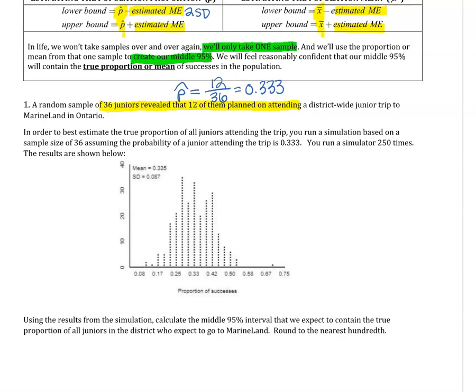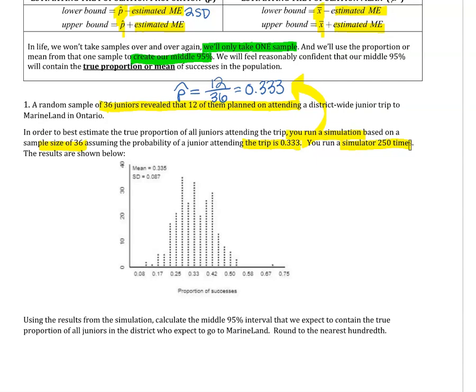In order to best estimate the true proportion of all juniors attending the trip, you run a simulation based on a sample size of 36, assuming the probability of a junior attending the trip is 0.333. So it's making a simulation based on our sample. You run the simulator 250 times. The results are shown below.